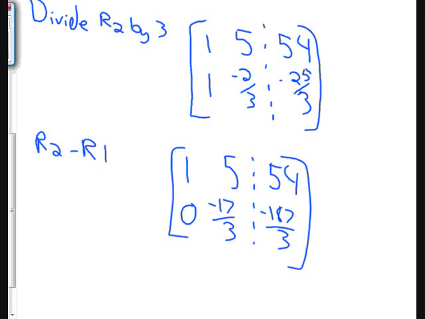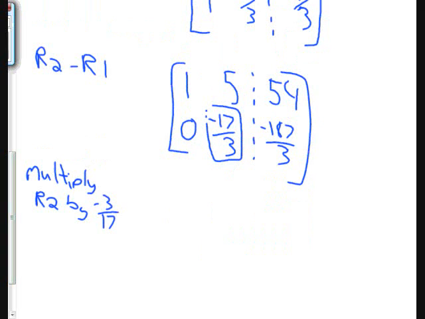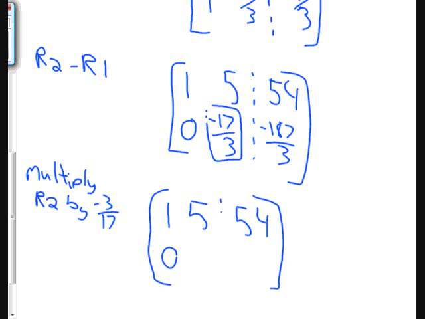All I did here, guys, I took row 2 and subtracted row 1. 1 subtract 1 is 0. Negative 2 over 3 subtract 5 is negative 17 over 3. Negative 25 over 3 subtract 54 is negative 187 over 3. This row stays the same. Negative 17 over 3 times negative 3 over 17 is 1. What's negative 187 over 3 times negative 3 over 17?